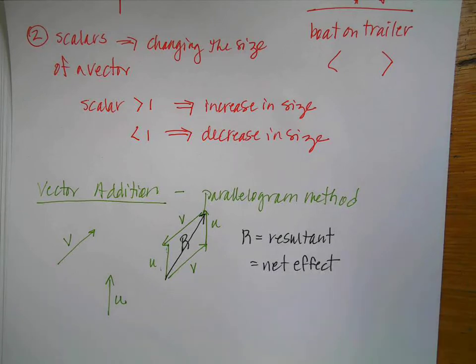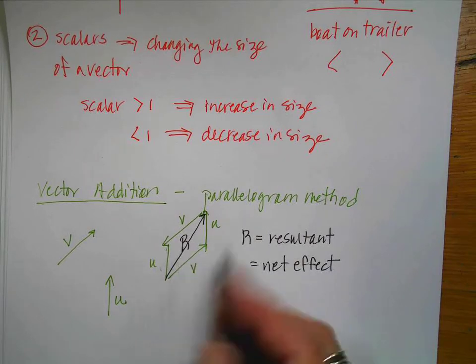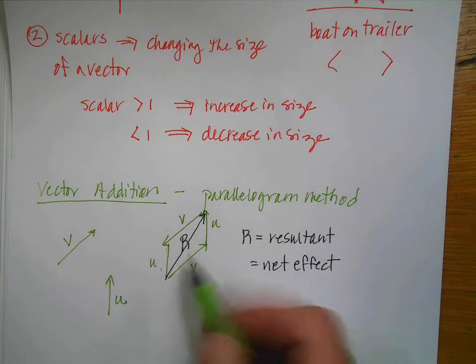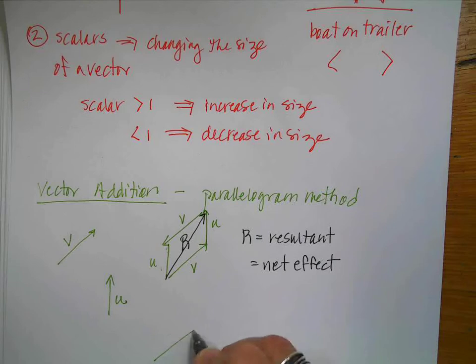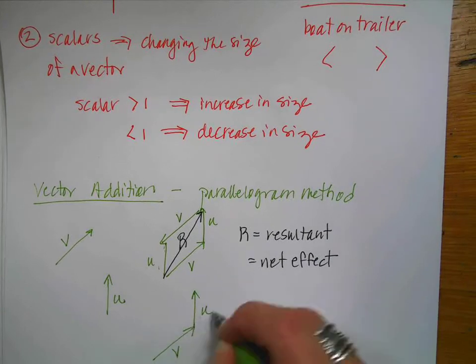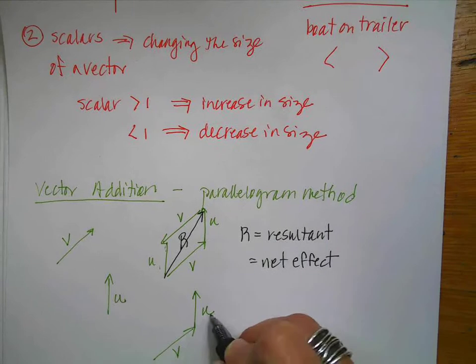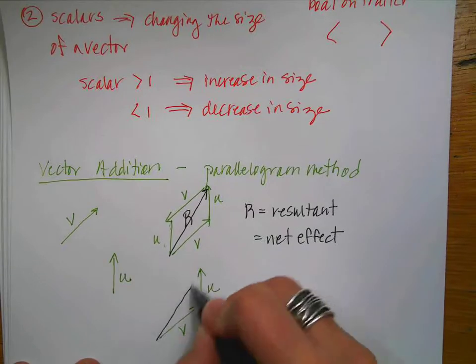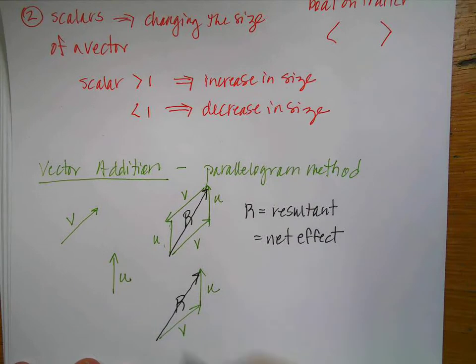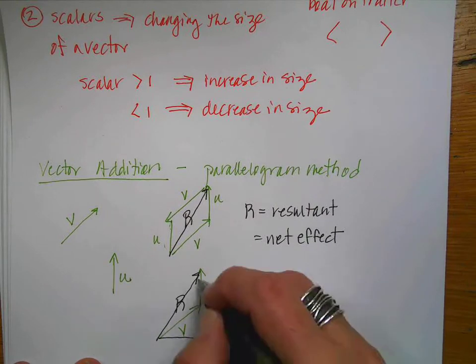So when I add multiple vectors, multiple forces together, what happens when I add them? That's going to be my resultant. I typically do not draw the entire parallelogram. So I would draw vector V, I would draw vector U. Notice my U's have tails in case you're wondering. So my resultant would be here, okay?